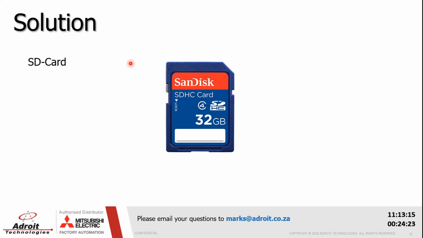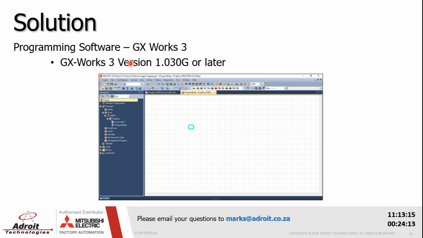That's if you have one of these SD card converters, then you can use that, but I wouldn't recommend it. Rather just get a proper SD card from the start. Okay, so programming software, GX Works 3. Use version 1.030G or later. I think the latest version is 1.061 if I'm not mistaken. So if you download it from the website and you have your license sorted, you won't have any problem using this configuration tool.